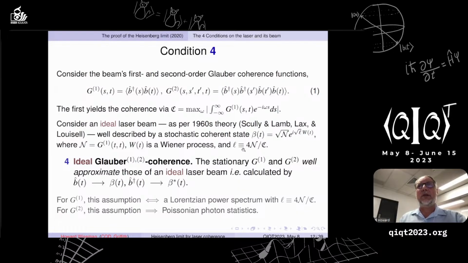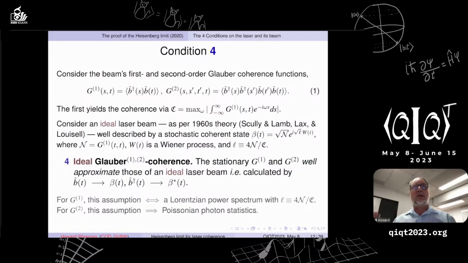It turns out the relation between the coherence, the flux and the line width for this type of beam is exactly given by this. With all of that, we can define what we mean by condition 4, ideal Glauber 1-2 coherence. It says that the stationary Glauber 1 and Glauber 2 coherence functions well approximate those of an ideal laser beam. What we mean is they are calculated by replacing the annihilation and creation operators with beta of t and beta star of t, respectively. That's how we calculate those.